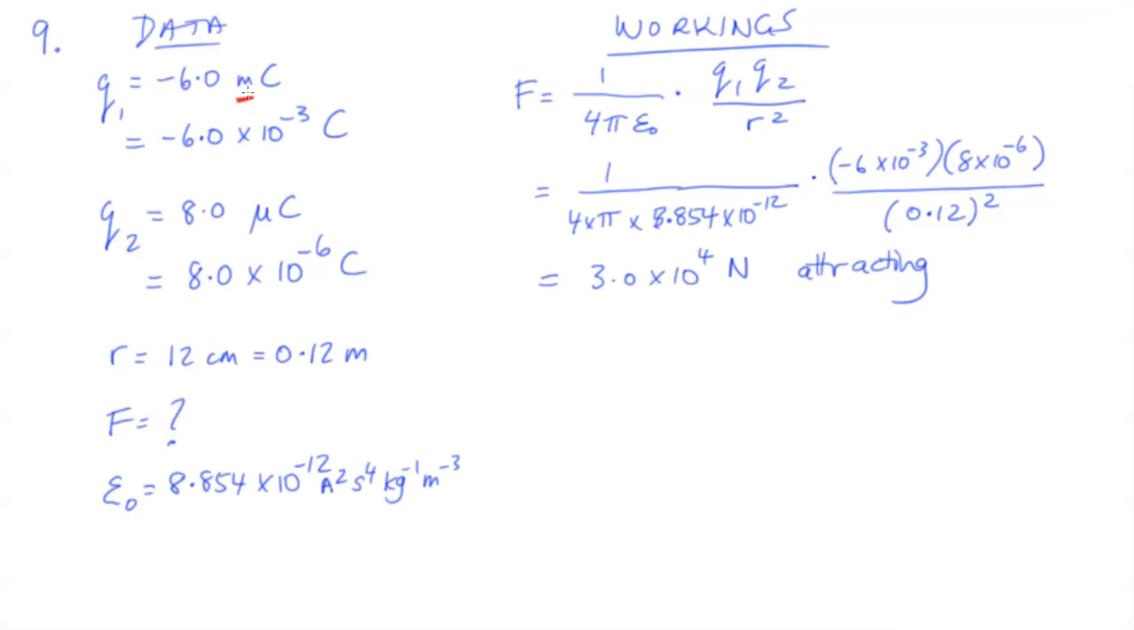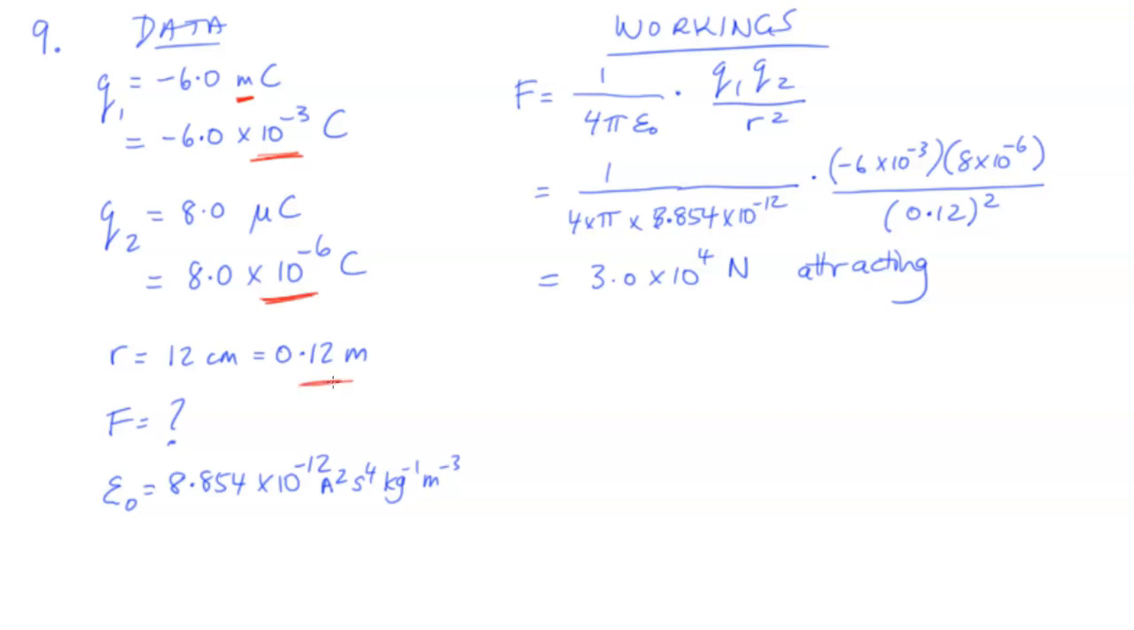So it's millicoulombs, so we need to times it by 10 to the minus 3 because it's a thousandth of a coulomb, and the micro is a millionth, so we need to times it by 10 to the minus 6. If it was nano, it would be times 10 to the minus 9.